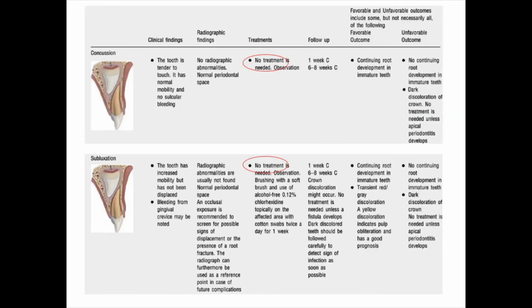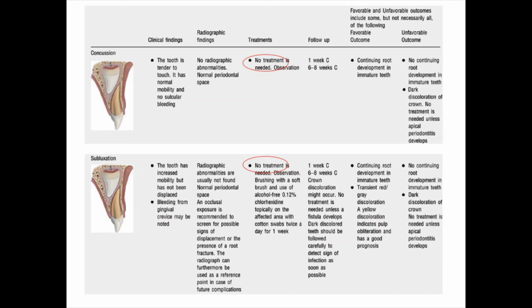Now moving on to the concussion type of injury, if the tooth is tender to touch and has normal mobility and no sulcular bleeding, and in radiographic findings we see no radiographic abnormalities and a normal periodontal space, then no treatment is needed. In such a case, you need to observe the patient, recall the patient every 6 to 8 weeks and check again. Next is the subluxation type of injury, in which the tooth has increased mobility but is not displaced out of the socket. Bleeding from the gingival crevice can be noted.